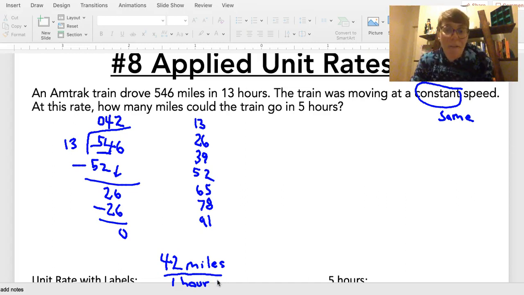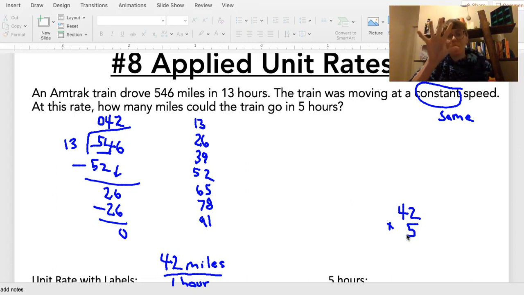Now, that means that every time this train is going, it's going 42 miles in the next hour, 42 miles in the next hour, 42, 42, 42. That's why it is constant. So if I want to figure out 5 hours, I now can do 42 miles times 5. I have 42 miles in 1 hour, but I don't just have 1 hour, I have 5 groups of that.